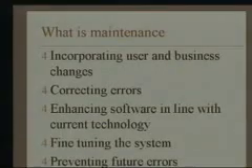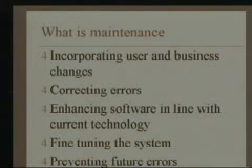But does that mean that we spend 60% of our time correcting problems? Are our programs so bad that we have to spend so much time on just error finding and error correction? Not really, because maintenance is not only error correction. So what is maintenance? Maintenance is incorporating the user and business changes. It is correcting errors, of course, that's an important aspect of maintenance. It is enhancing the software in line with current technology. It is fine-tuning the system, and it is preventing future errors. All these activities put together are software maintenance.